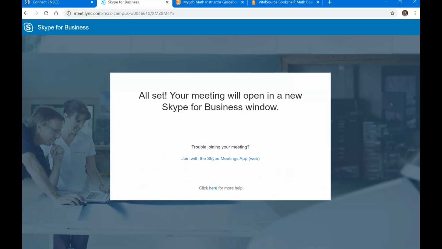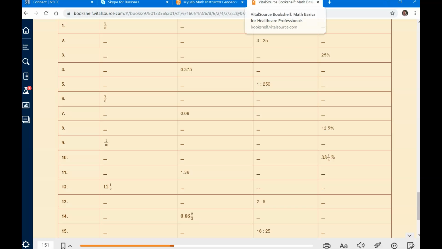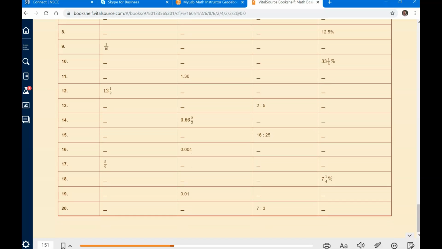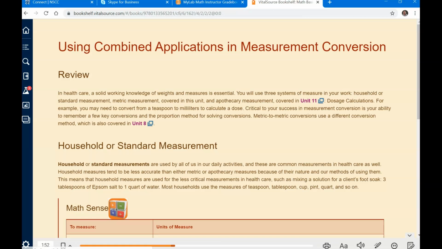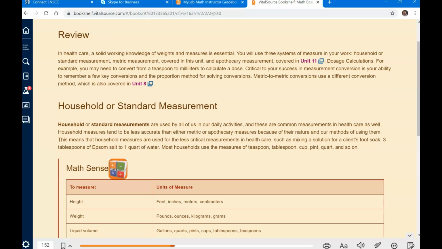All right, let's do some more examples from the book. Those seem to be going pretty good. Let's see what else we have to do. Combine applications in measurement.